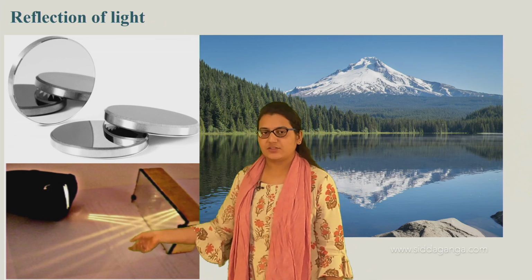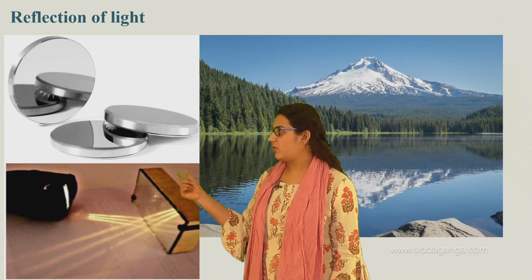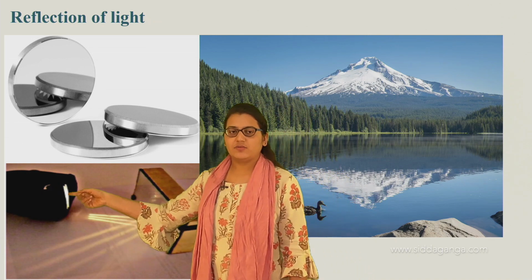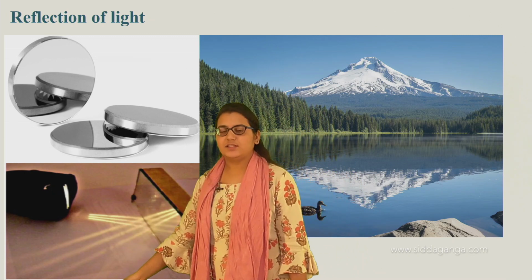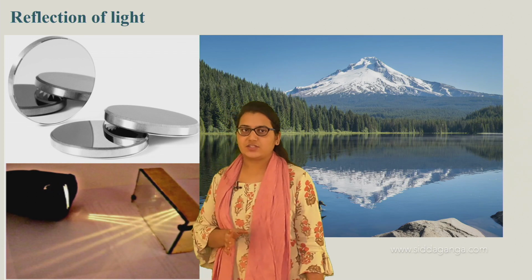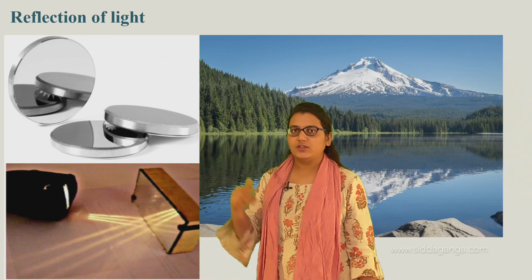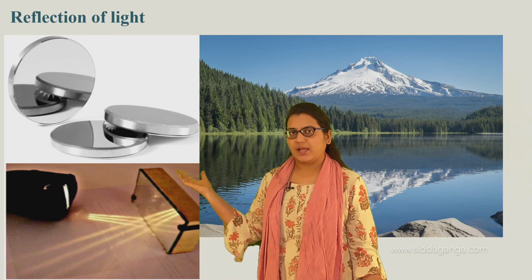You can see the reflection. Okay, so light is falling from this torch, it is getting reflected, and again it is coming back in this way. So this is what reflection means in basic terms. Light falls, it reflects and comes back.